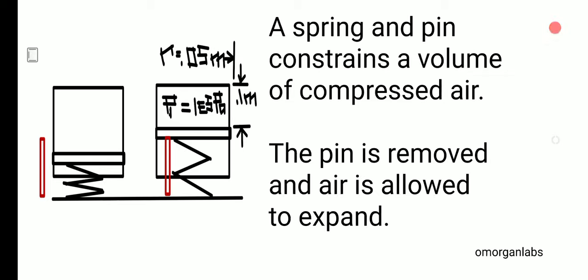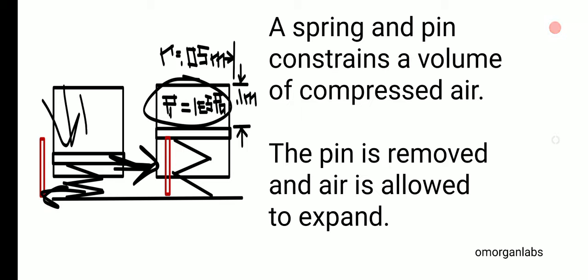We have a spring pin cylinder problem. This is kind of like a thermal problem a little bit, but you're finding a spring constant. All right, so your spring and pin constrains a volume of compressed air. We'll say it's at 1 times 10 to the 5th pascals. You remove the pin and you allow the gas to expand.